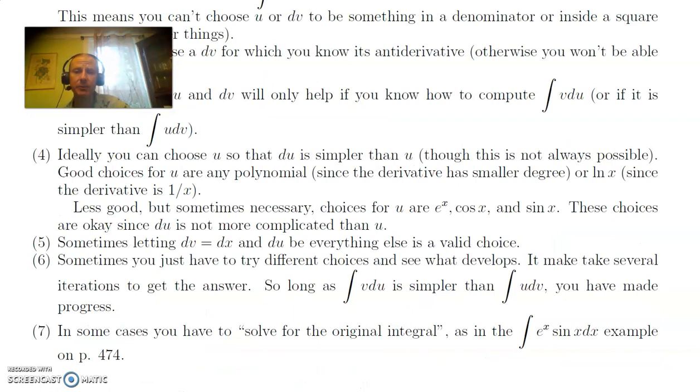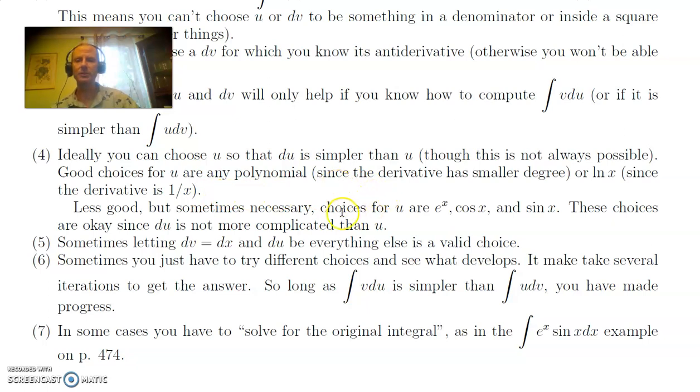So now I'm going to give you some strategies for how to actually make these choices. Ideally you want to choose u such that du is simpler than u. However, this is not always possible. So really good choices for u when they're possible is any polynomial, because then the derivative has a smaller degree and is therefore simpler, or natural log of x. In fact, natural log of x is an amazing choice because natural log of x is a very complicated function, but its derivative is 1 over x, which is much, much simpler.